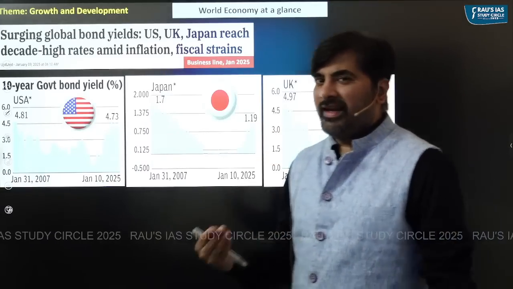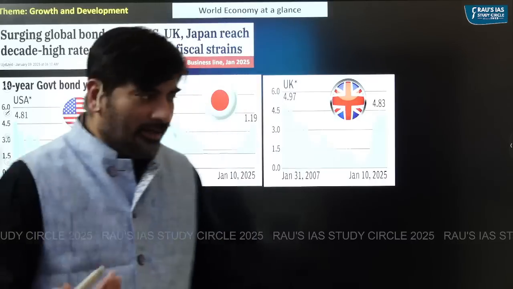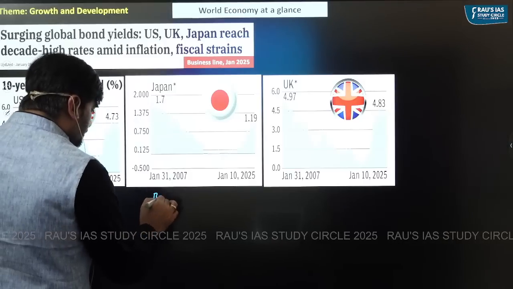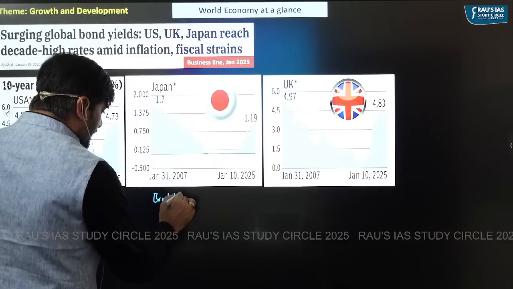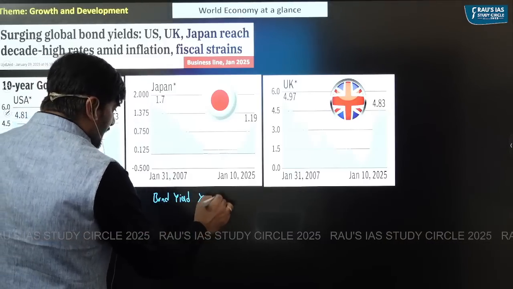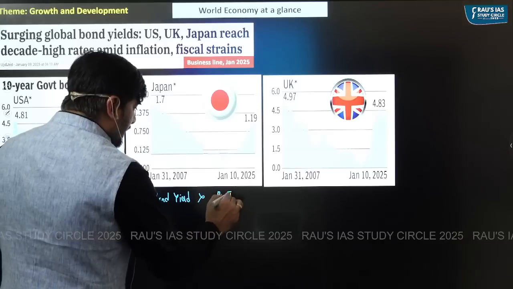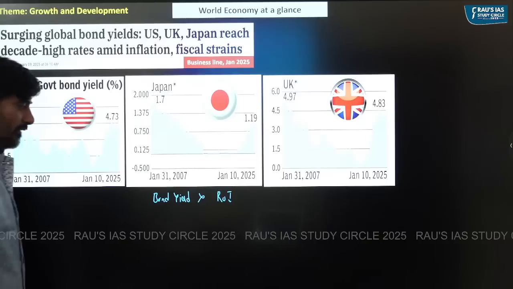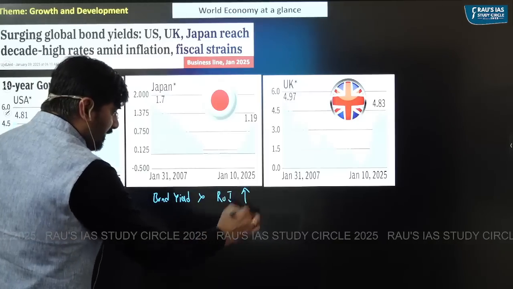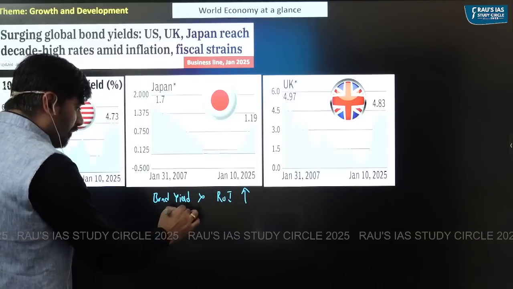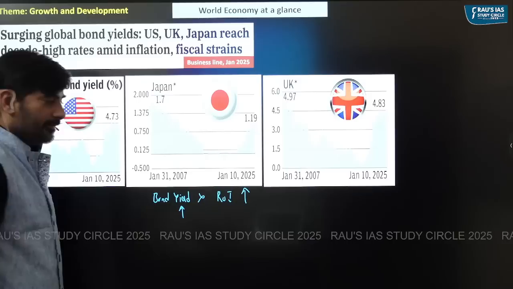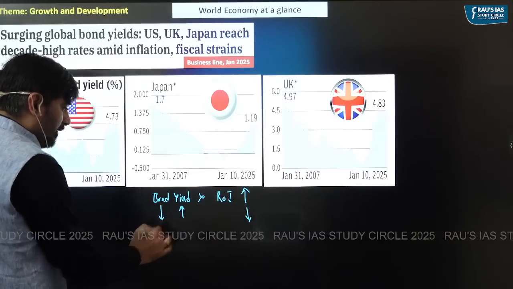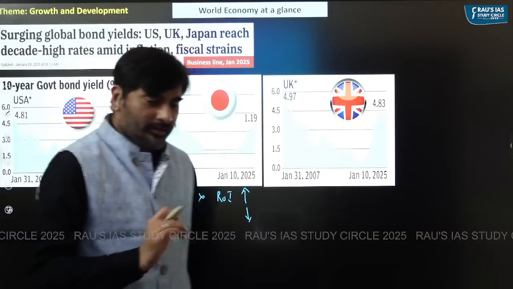Why is it interesting? It is interesting because if you see, bond yield is directly proportional to rate of interest. When I say directly proportional to rate of interest, it means if the rate of interest increases, bond yield will also increase. If the rate of interest reduces, bond yield will also reduce, right?